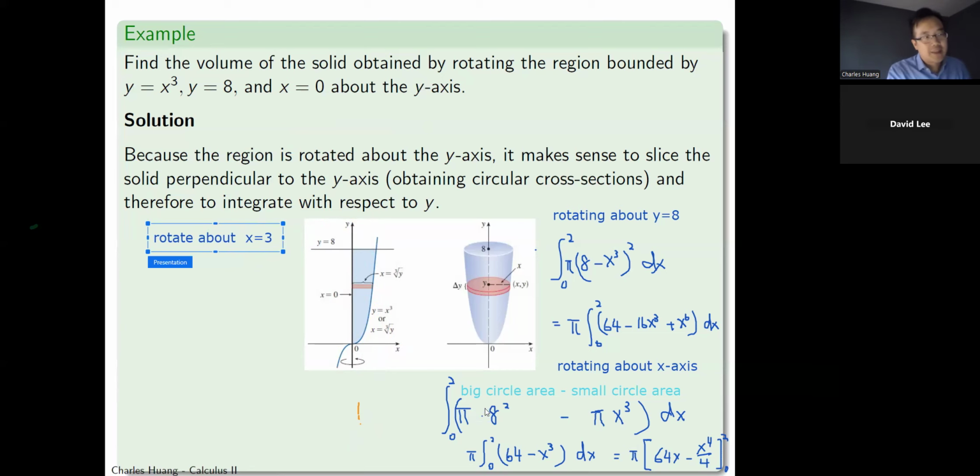And so the other example in the back, some of them have the washer system. This is the washer example where you have a little hole in it. Now if I rotate it about x equals 3, remember here the x value is at 2. So x equals 3 is the axis that I'm rotating about.